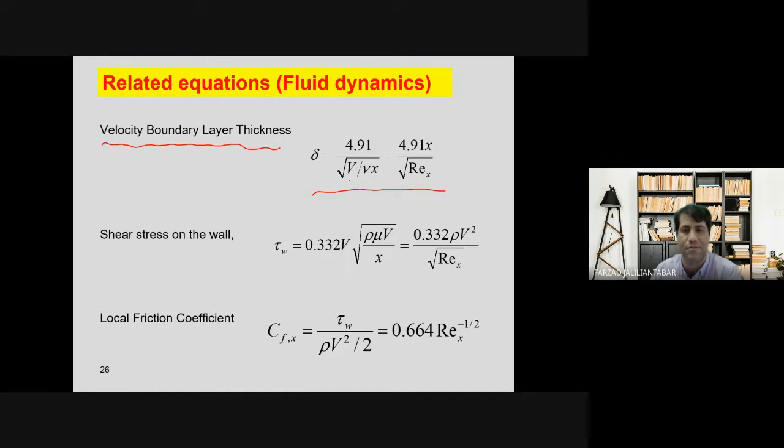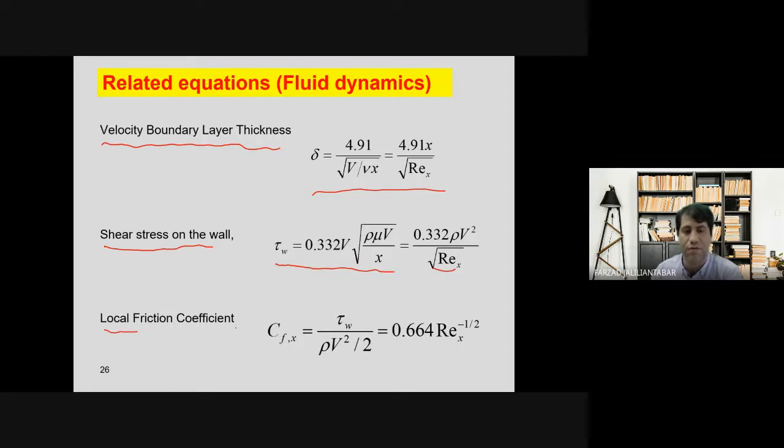Or if we use Reynolds number, it will be much easier: delta equals 4.91x divided by the square root of the local Reynolds number at that specific x. Shear stress on the wall can also be calculated by this equation, tau W, with density, dynamic viscosity, velocity, and x the distance from the reference. Or we can use Reynolds number.